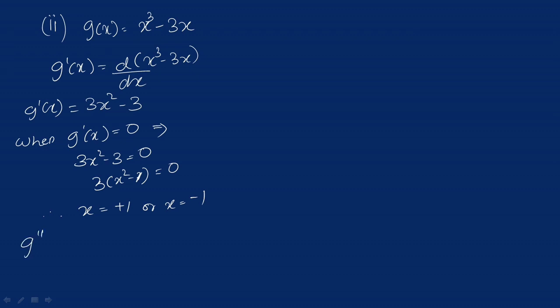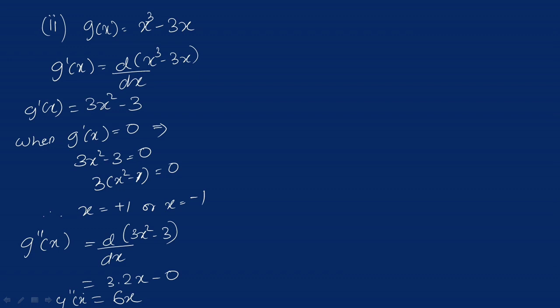So we have x square minus 1 equal to 0, or x has the value plus 1 or minus 1. Now g double dash of x is d by dx of 3x square minus 3, that is 3 into 2x, that is 6x. So g double dash of x is 6x. Now we check at x equal to plus 1 and x equal to minus 1.